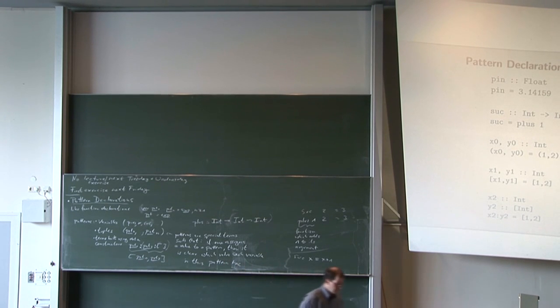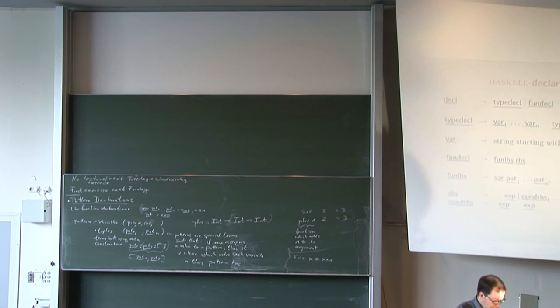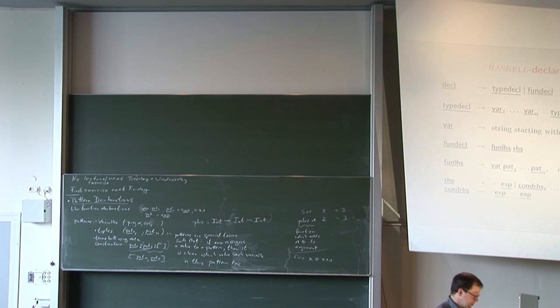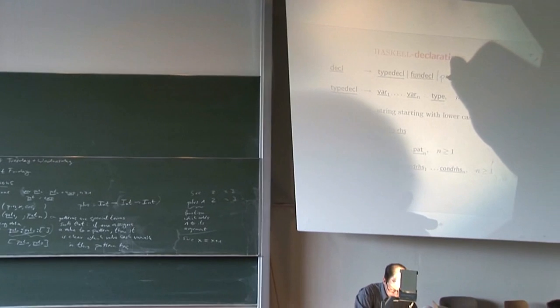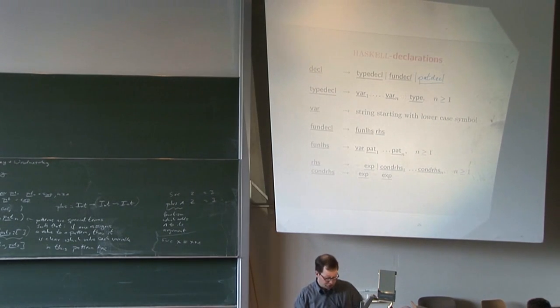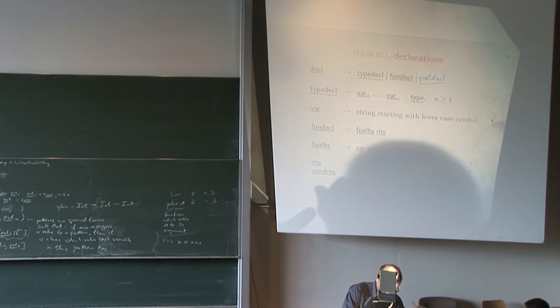And if we extend our grammar, it will look like this. So this is the grammar as we had it up to now. And now we have another form of declarations, namely we have also pattern declarations. So now declarations can be either type declarations or function declarations or pattern declarations. And pattern declarations, how do they look like?